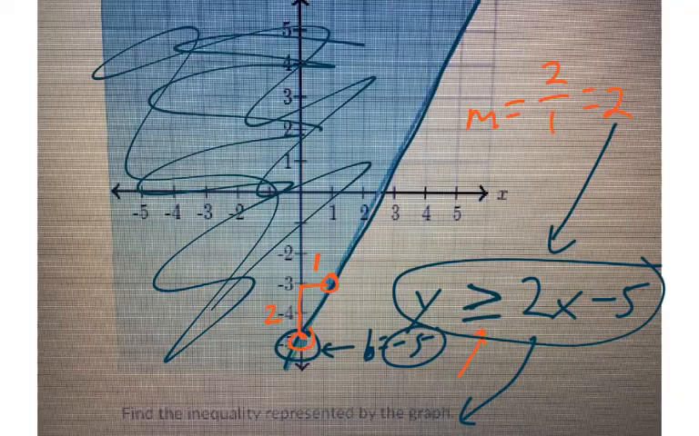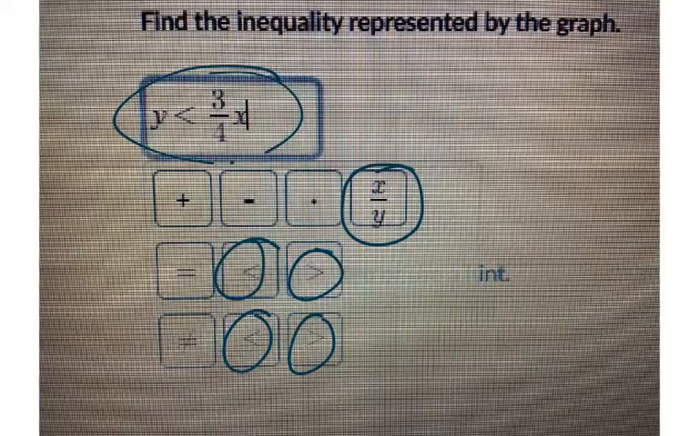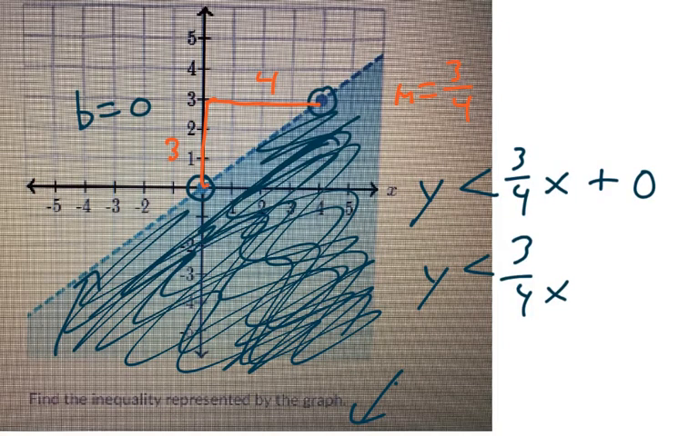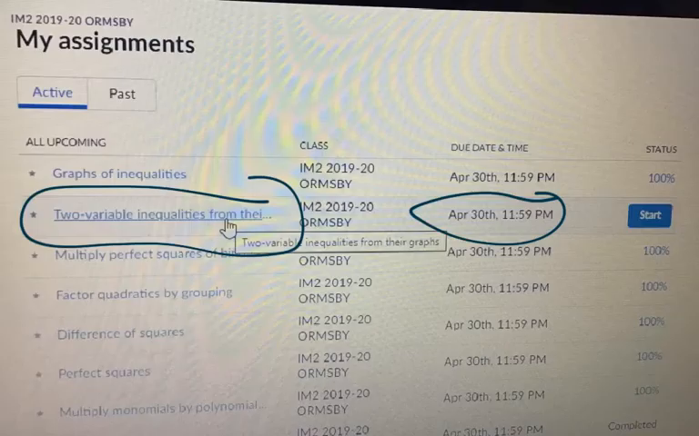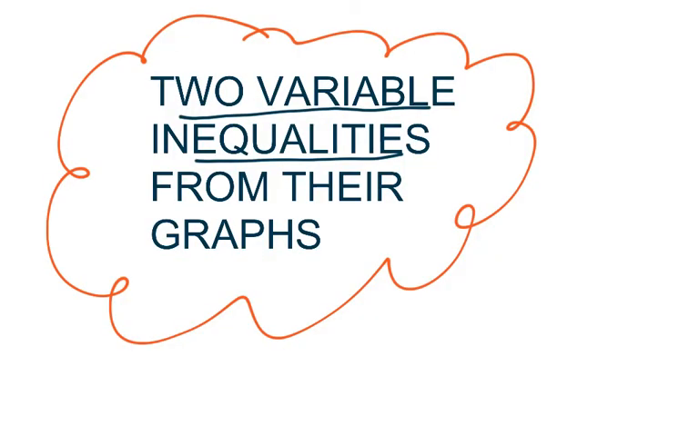But anyways, hope you understand when it's a solid line, it's equal to. When it's a dotted line, it's just a less than, or in this case, it is a less than. It could be a greater than if I was shading above it. So dotted is just a less than or greater than. Solid would be less than or equal to or greater than or equal to, right? And you better know your slope and your y-intercepts pretty well. But that's how it's done, guys.